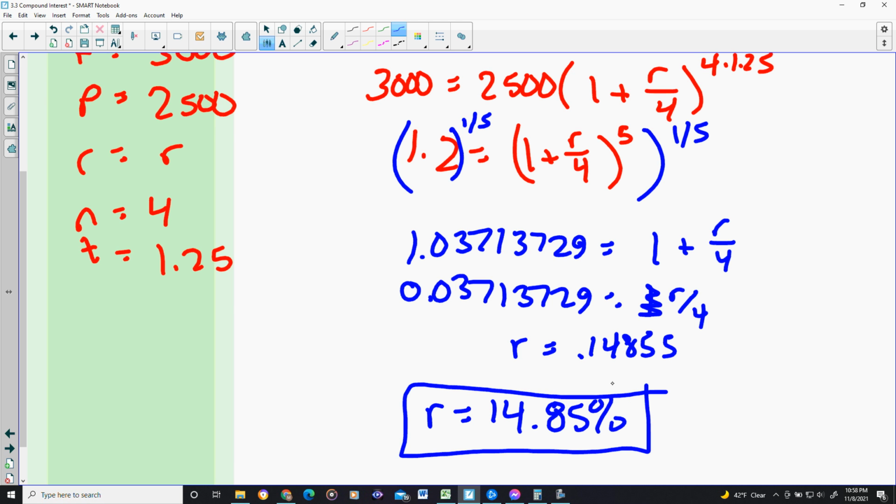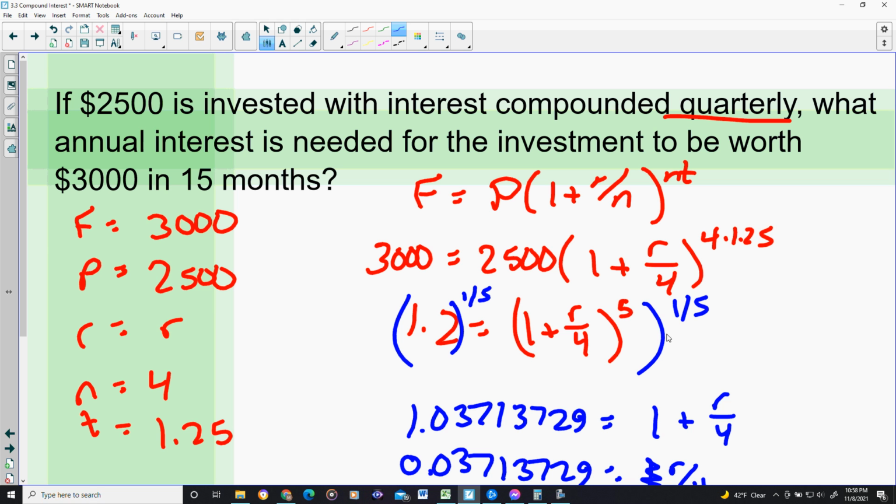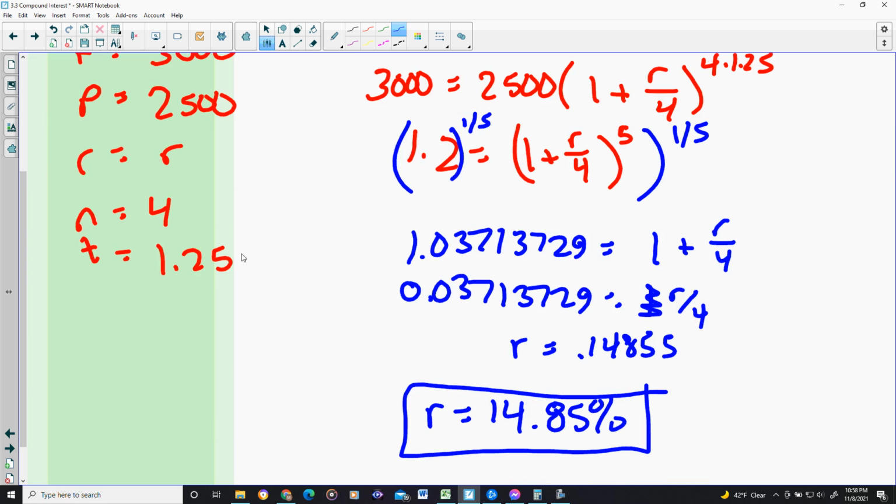So again, R will always be represented at the end as a percentage. Even though the answer you get is a decimal, always multiply by 100 to turn it into a percentage. So $3,000 in 15 months. That actually makes sense because that is 20% more than 2,500. So that number does make sense. That's probably a bit more of an interest rate than we really can get, but that's okay.